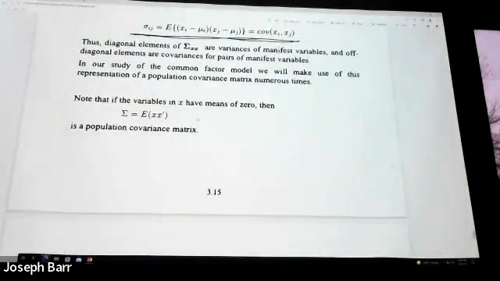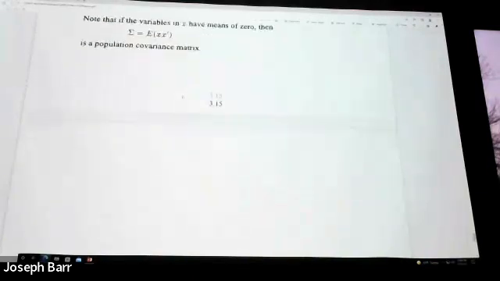If it's centralized, if the mean is 0, we don't need to subtract mu. Then it's directly equal to the expectation of x times the transpose of x. Because the mean is 0, we don't need to subtract mu.